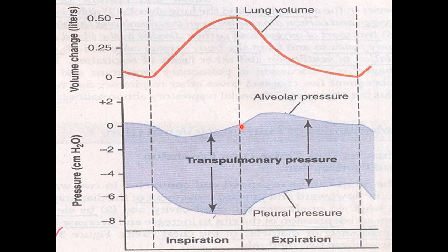And during expiration, when the thoracic cavity returns to its original position, the lungs are compressed, the volume of the lungs decreases, and the pressure inside the lungs increases. It increases to plus 1 centimeter of water, and this increase in the alveolar pressure causes the same amount of air to leave the lungs during the process of expiration. And at the end of expiration, alveolar pressure will again become 0 centimeter of water.